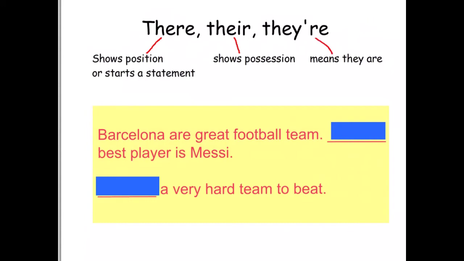We have two questions that need to be answered. First question: Barcelona are a great football team. Their best player is Messi. And our second one: they're a very hard team to beat. Can you put in the correct there to make the sentence work?